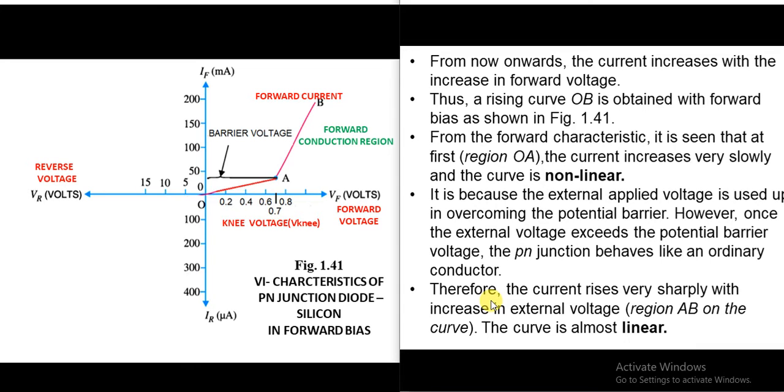Therefore, the current rises sharply with the increase in the external voltage, the region AB. And this curve is almost linear. So this graph in the forward bias is a combination of linear and non-linear curve, but overall it is a non-linear curve.